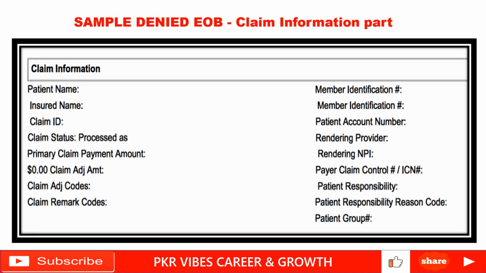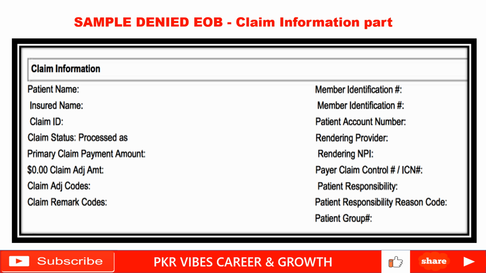And the claim status, like processed or denied. So the claim status is processed, and for example if it is denied, they will show that it is denied. And claim adjustment codes you will also see, and claim remark codes, and the member identification number.